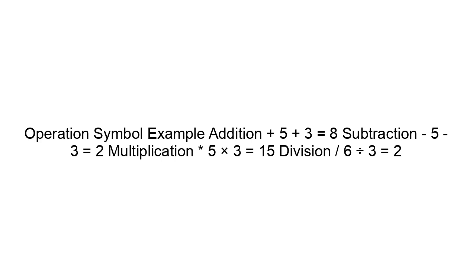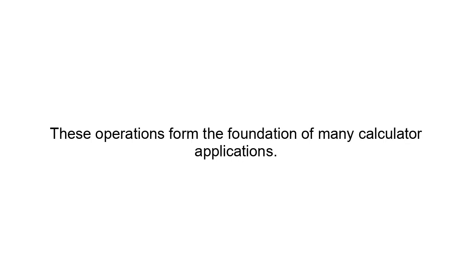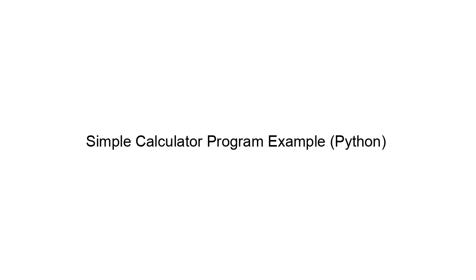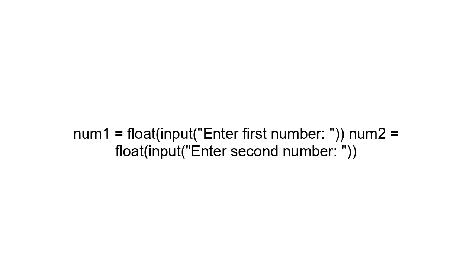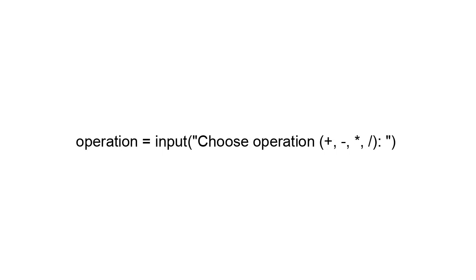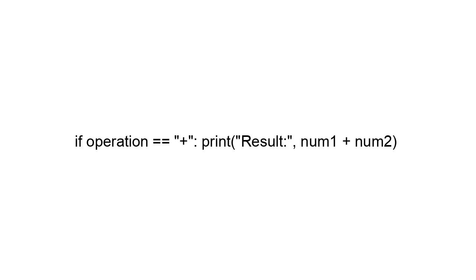Simple calculator program example. Python. Here is a simple Python calculator program. num1 = float(input("Enter first number: ")), num2 = float(input("Enter second number: ")), operation = input("Choose operation: +, -, *, /"). If operation equals plus: print("Result:", num1 + num2).